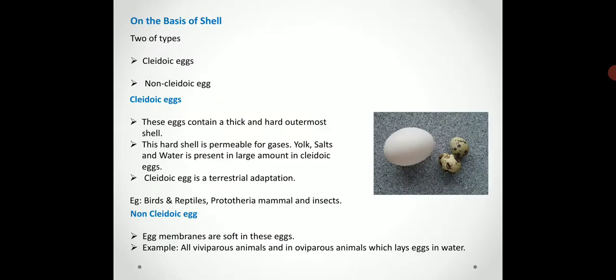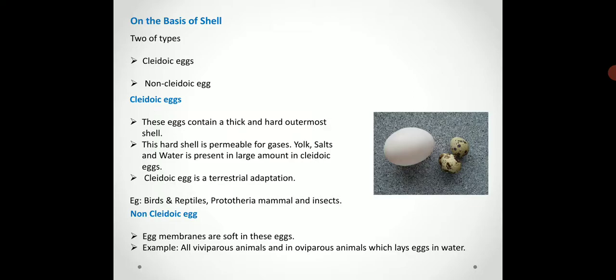Along with all these categories, eggs have also been classified into two types on the basis of their shell. The eggs have been divided into cleidoic eggs and non-cleidoic eggs. Cleidoic eggs contain a thick and hard outermost shell, which is permeable to gases. Yolk, salts and water are present in large amounts in cleidoic eggs.